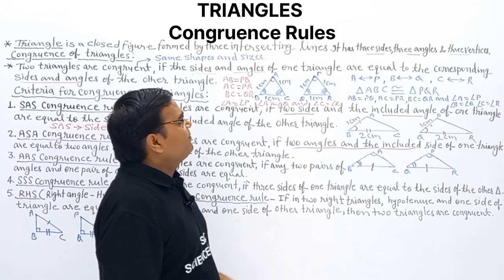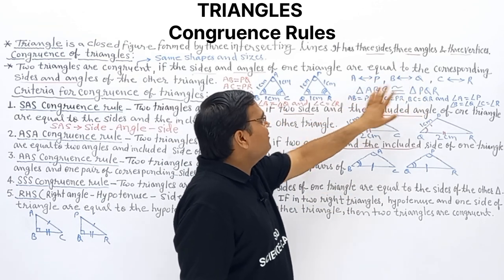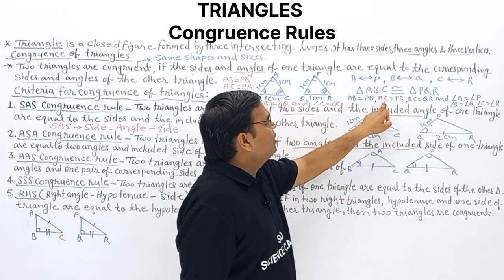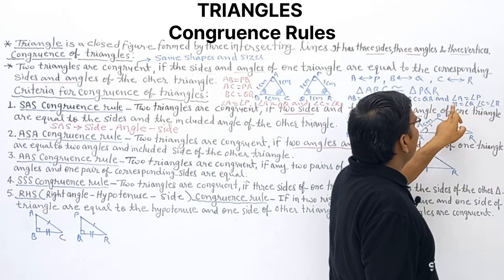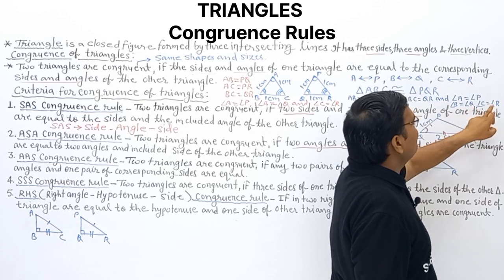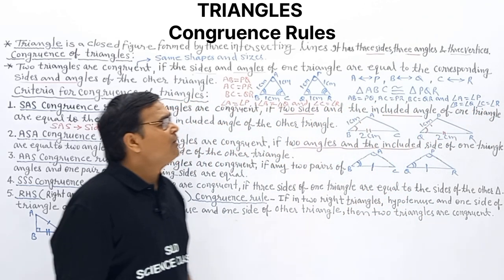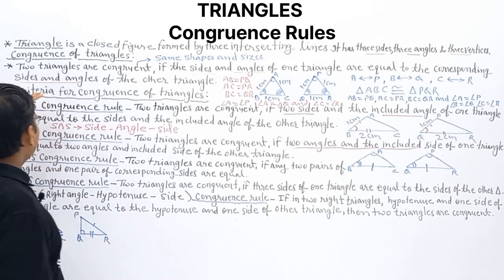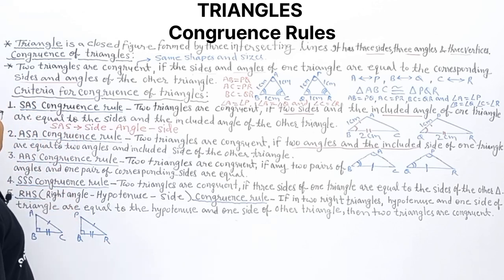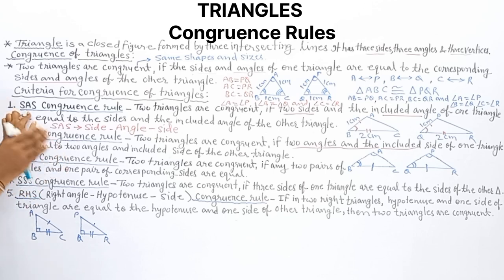Or we can say, if we have this condition, then AB equals PQ, AC equals PR, BC equals QR, and angle A equals angle P, angle B equals angle Q, angle C equals angle R. These are the corresponding parts of the two triangles. Clear? After this we studied the congruence rules. We have 5 congruence rules. First one is side angle side: two sides and the included angle of one triangle equal to two sides and the included angle of the other triangle.